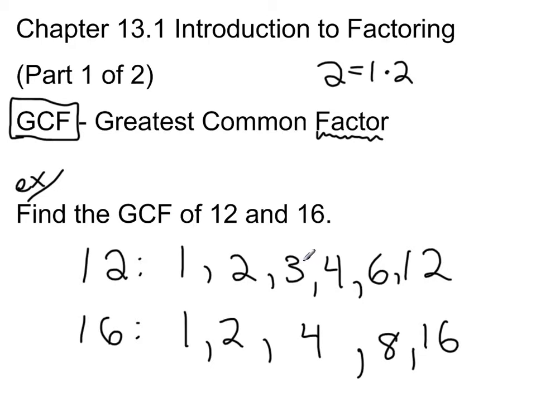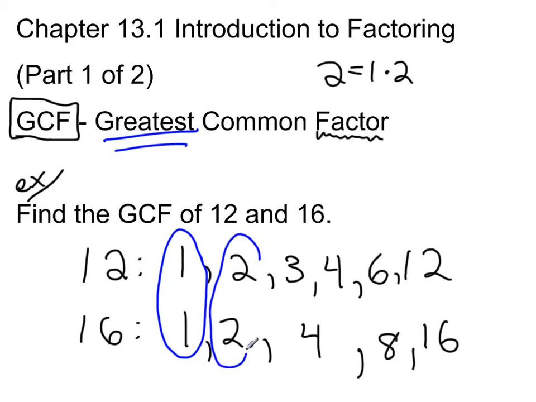Now, we are interested in the greatest common factor, so what they share. Well, they always will have 1. No, I'm sorry, let me say that again. No matter what you do, you always have a common factor of 1. It might not be the greatest, though. There's also 2 here, which they both share, and 4.